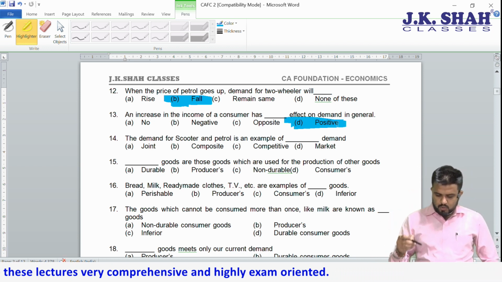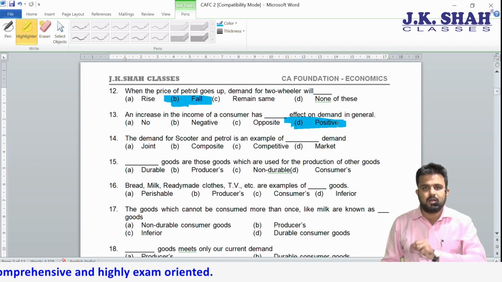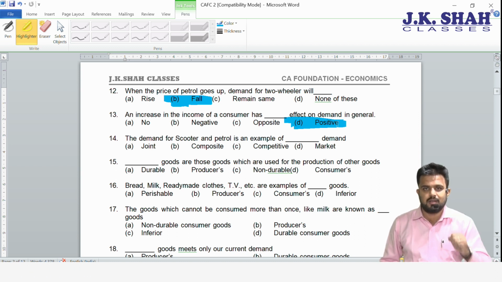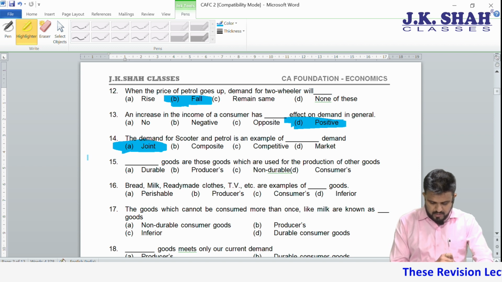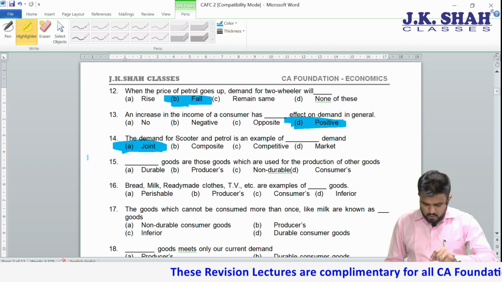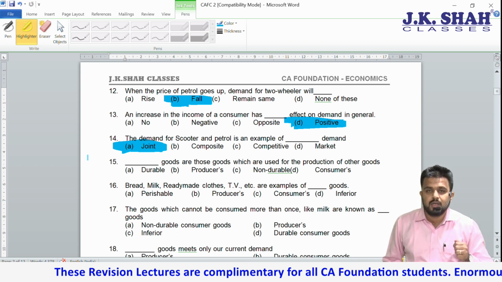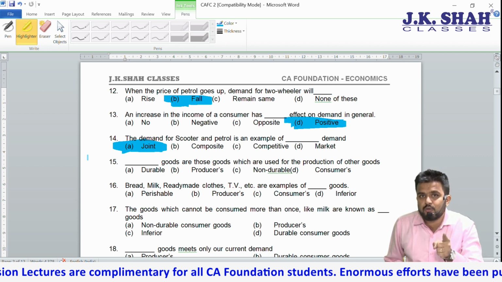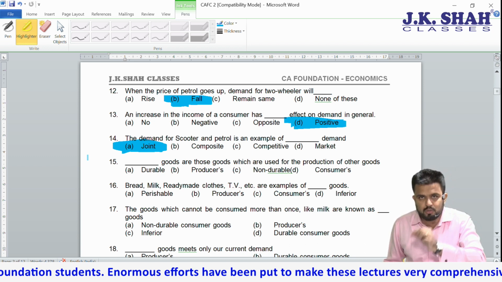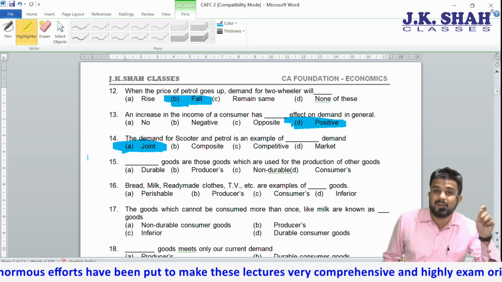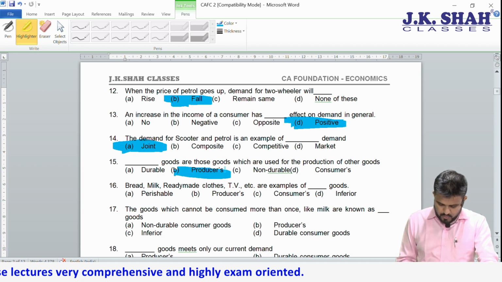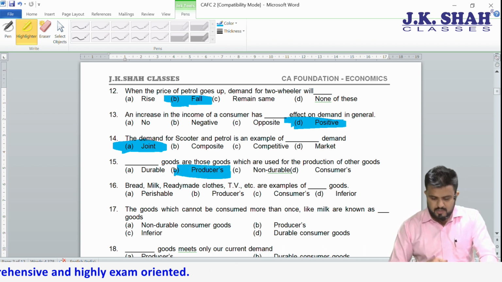Next, the demand for scooter and petrol is an example of dash demand. Two goods demanded simultaneously. Complementary goods have dash demand. Correct answer is joint demand. Moving to the next, 15th. Dash goods are those goods which are used for the production of other goods. I had given one example. In order to produce chocolate, you need a chocolate maker. For getting sugarcane juice, you need a sugarcane juice machine. So they are which goods? Producer goods. So producer goods will help you to produce some other goods.